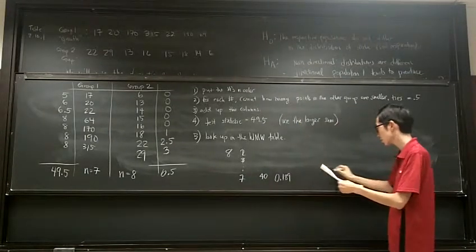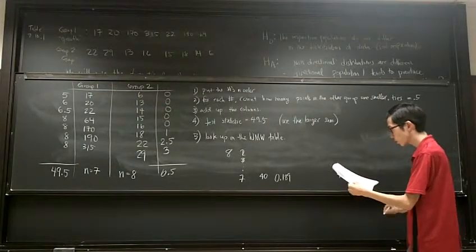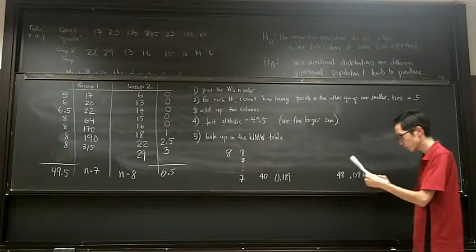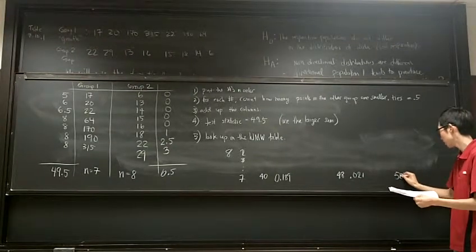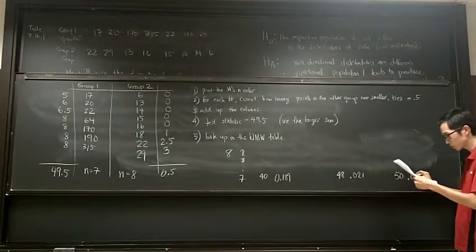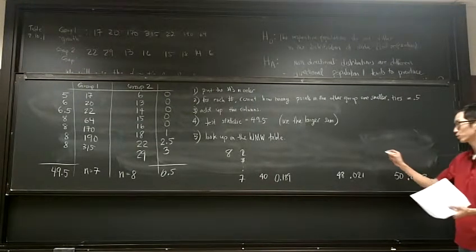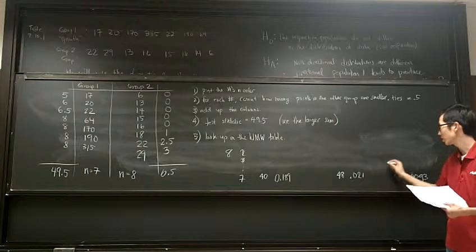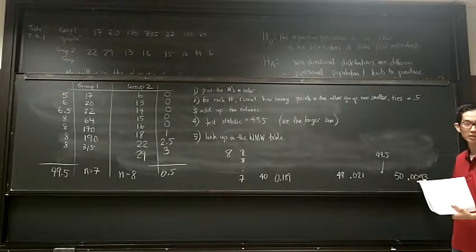And if you did the test and, going further down, your test statistic was 48, your tail probability would be 0.021. And if your test statistic was 50, your tail probability would be 0.0093. Okay? So our critical value was 49.5, so our tail probability is going to be in between 0.021 and 0.0093. Is that good?